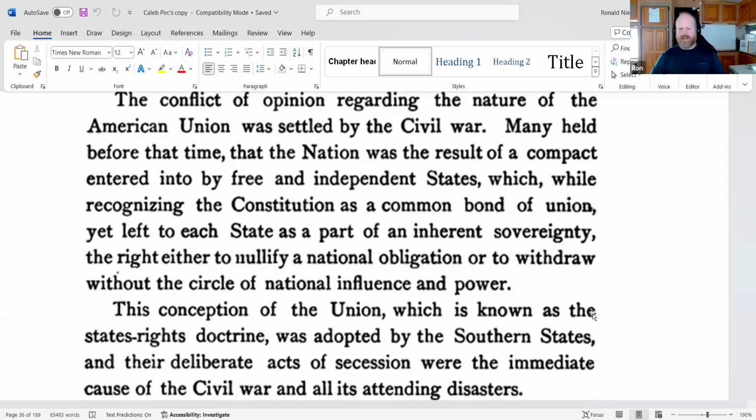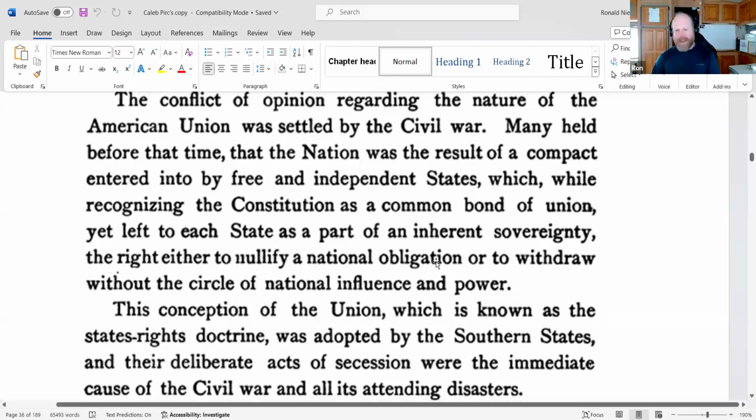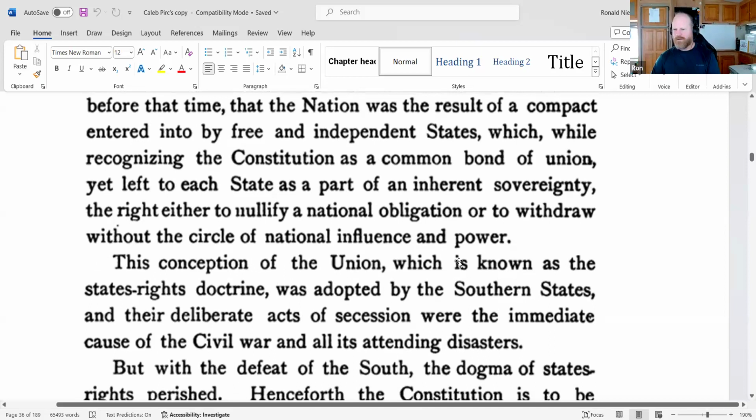Many held before that time that the nation was a result of a compact entered into by free and independent states, which, while recognizing the Constitution as a common bond of union, yet left to each state as a part of an inherent sovereignty the right to either nullify a national obligation or withdraw without the loss of national influence and power. Everything that you just talked about is addressed right here.